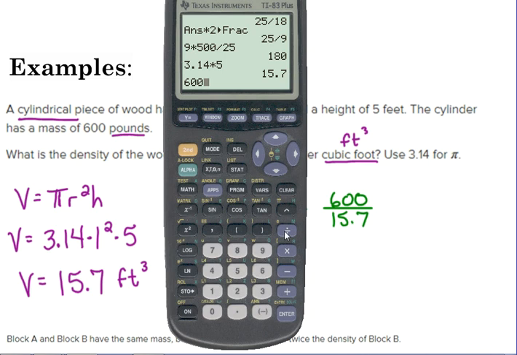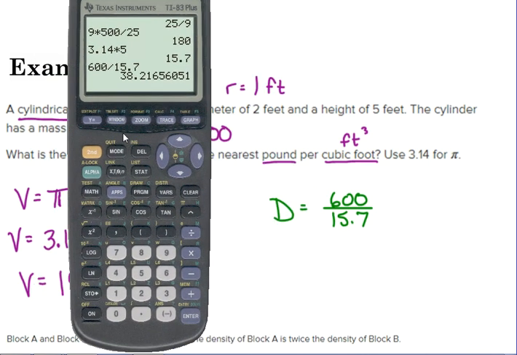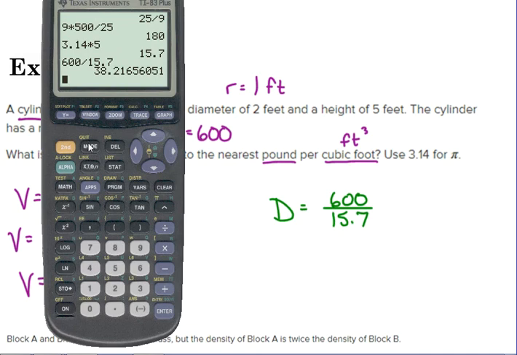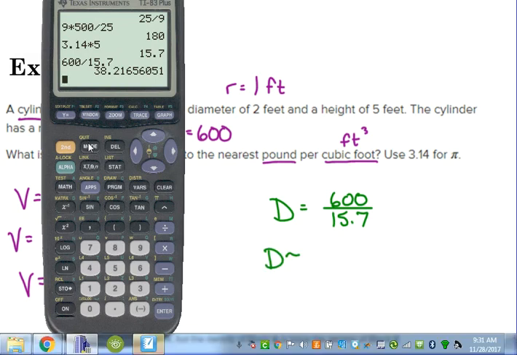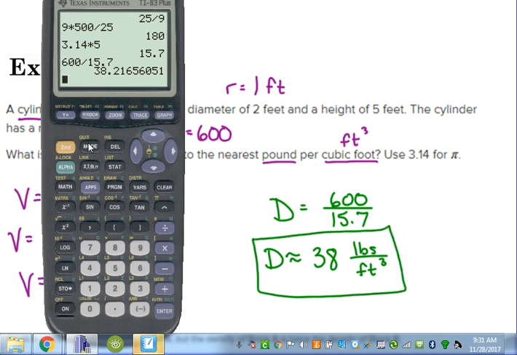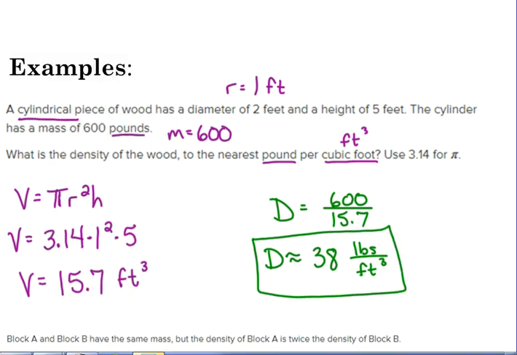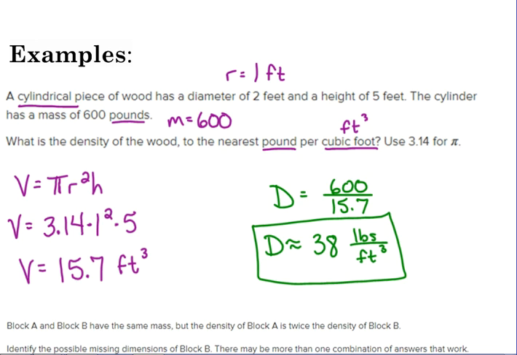So let's divide 600 by 15.7. And it wants it to the nearest pound. So our density here is approximately 38 pounds per cubic foot. Okay, so that one was pretty easy. The only thing we had to do was compute our volume.